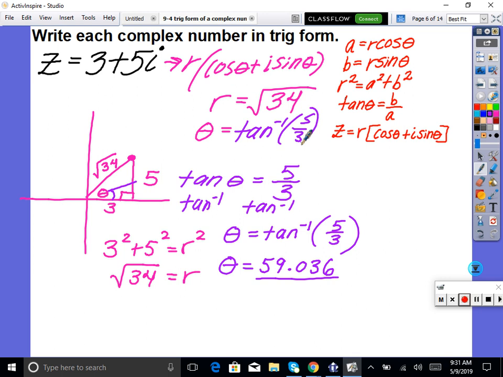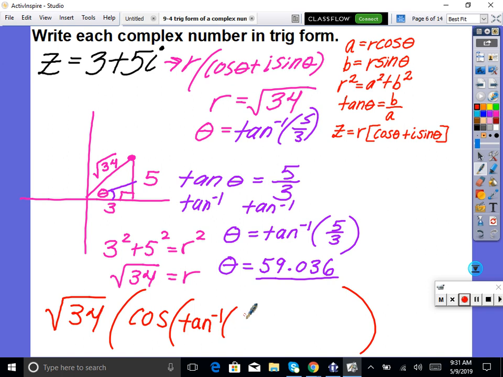So then plug in that. You'd say, okay, r is square root of 34, so we have square root of 34 times the cosine of theta. Now once again, we're calling theta tan inverse of 5/3. Then we have plus i sine of theta, which theta is tan inverse of 5/3.